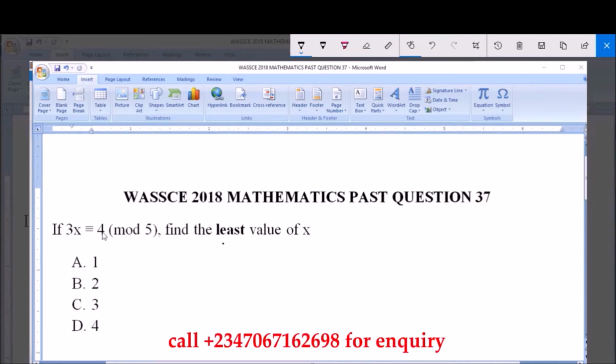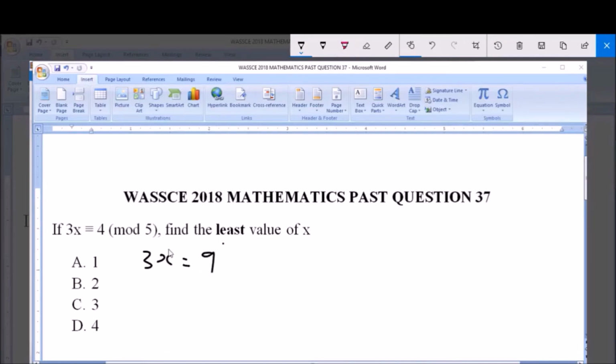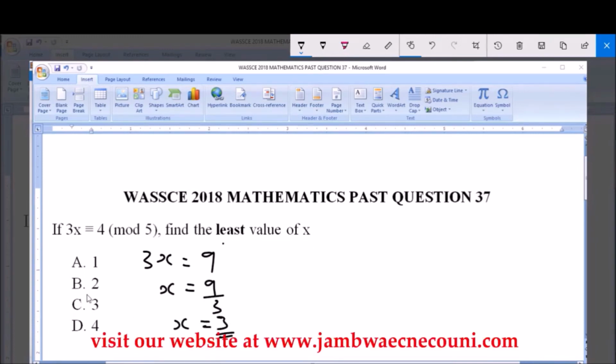Now, this can be expressed as 3x is equal to 9, because it's 4 mod 5. So 4 plus 5 will give us 9, since it's in mod 5. And from here we can say x is equal to 9 over 3, and x is equal to 3. So the least value of x is 3, and that is option C. So that is the answer to this question.